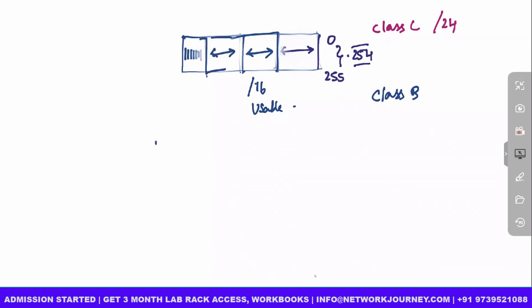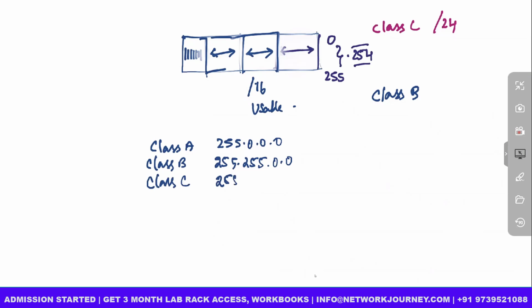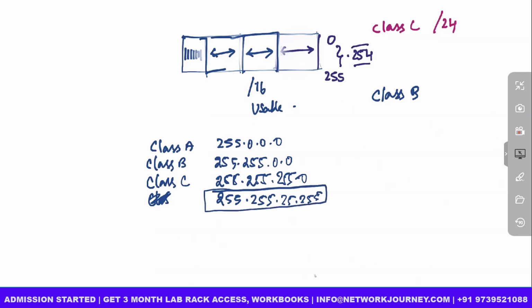Now I'll tell you how this would look. Class A will look like this, subnet mask. Class B will look like this subnet mask. Class C will look like this. And if you do not need anything, the broadcast IP, which is nothing but this. This is a broadcast IP. That means you cannot have any usable IPs. All the usable IPs are within this block.